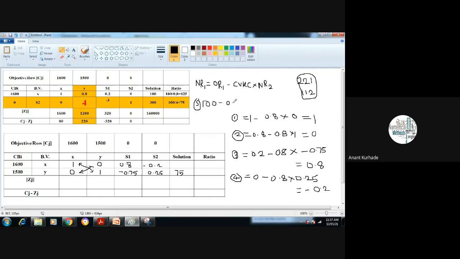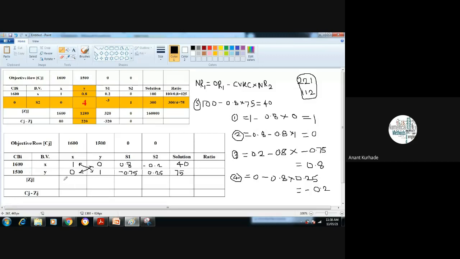minus 0.8 into the new value, 75. What is your answer? It is 40. Okay, it is 40. So you can write here 40. Now the last one.